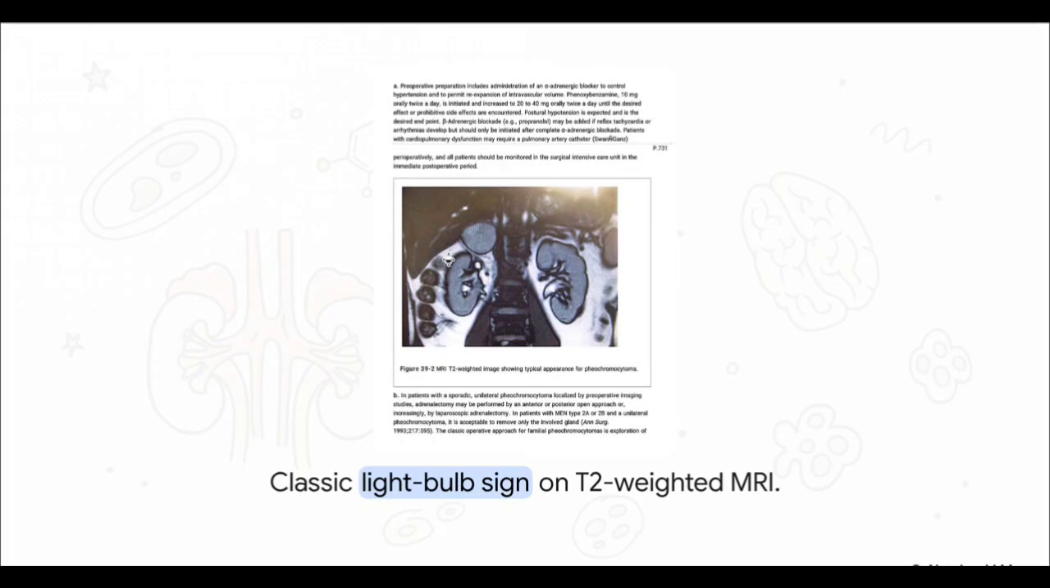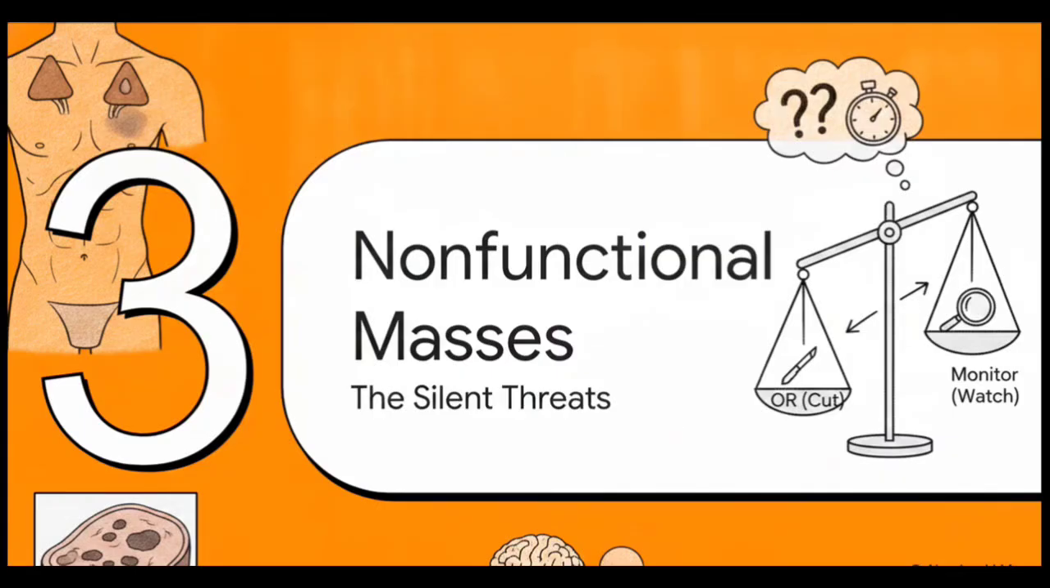Take a look at this incredibly bright, hyper-intense mass on the T2-weighted MRI. That right there is the classic light bulb sign. It's a massive buzzword for the boards when evaluating hypervascular adrenal masses. Seriously, if you see a light bulb shining back at you on a T2 MRI, your brain should immediately scream pheochromocytoma.